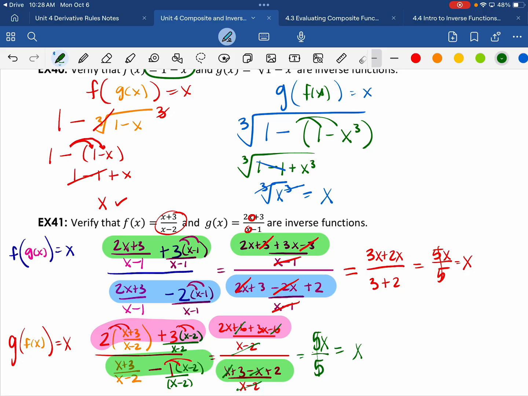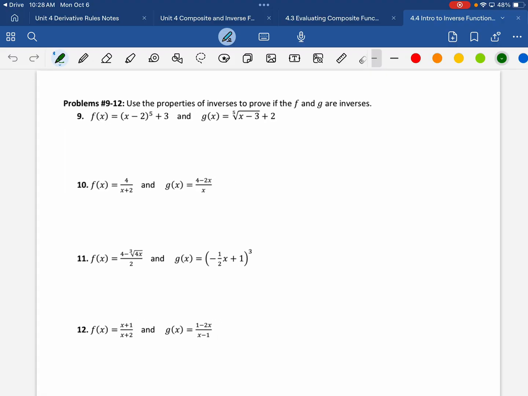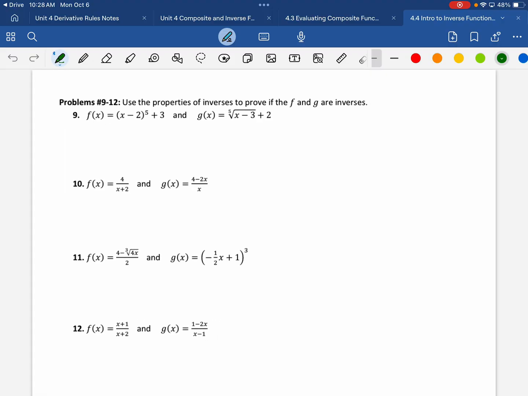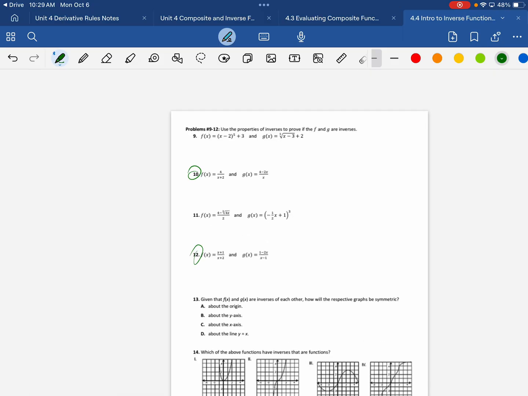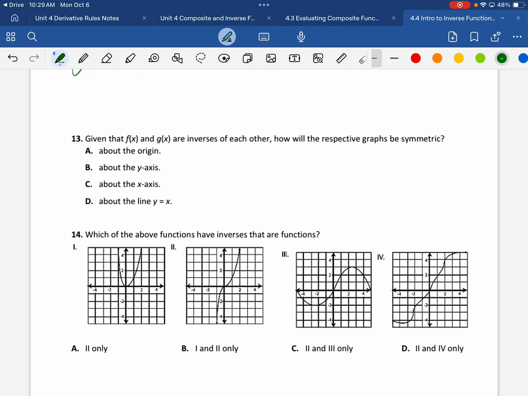Okay, I'm done. On your homework, 10 and 12 are your two fraction ones. The other ones are not that bad. And then 13 and 14 are multiple choice questions. So don't think it's multiple parts. It's a multiple choice question.